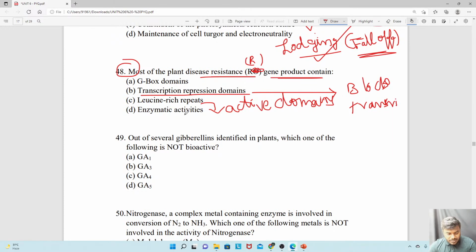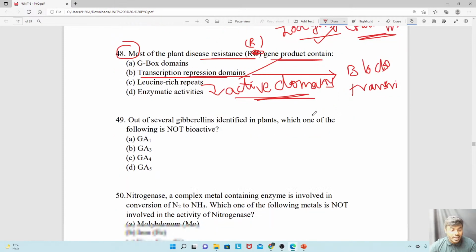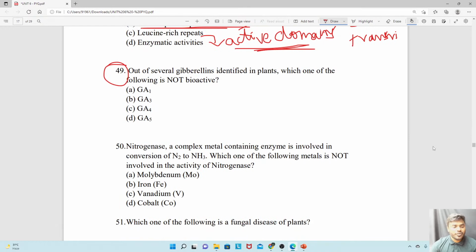Leucine rich domains are actually active domains, so they cannot play any role. I want all the students to remember transcription repression domain. Generally remember, I am a plant, I was attacked by a nematode, I was attacked by an insect. The insect releases its toxin, and I want to block that. So for that, I have to block that particular process by repression only. Hence the answer will be B. Don't confuse. Just remember. Question number 49.